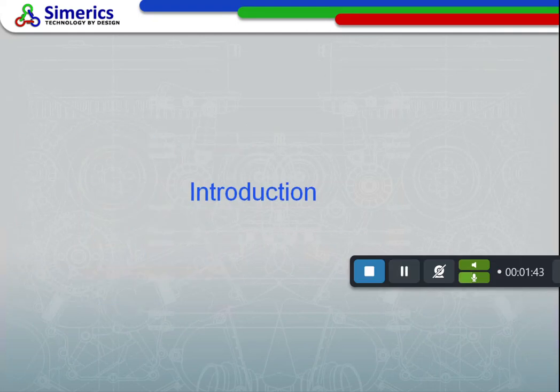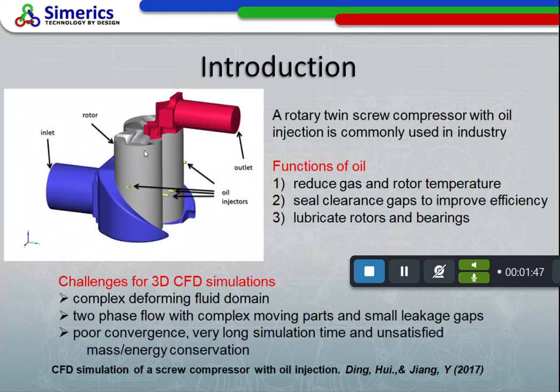The first part is the introduction part. A rotary twin screw compressor with oil injection is commonly used in industry because it's very compact and reliable. There are 3 functions of the oil.